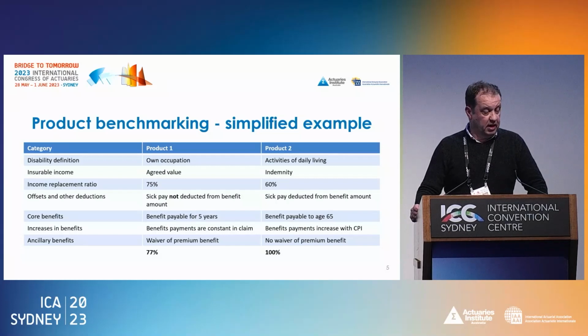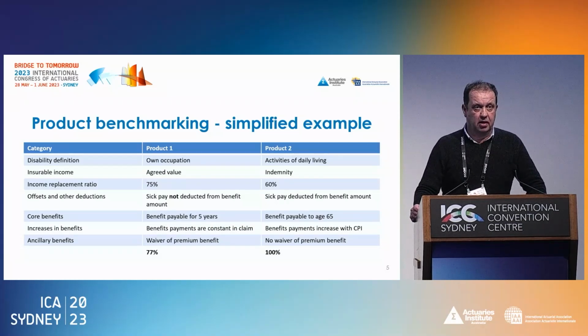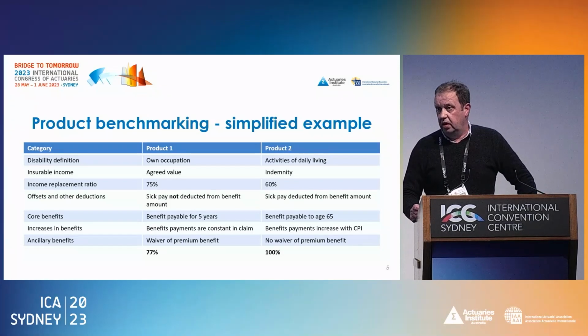For the insurable income category, product 1 might be agreed value, meaning that the benefit amount is set at the outset of the policy and doesn't change. Whereas product 2 in this case is indemnity, meaning that the ultimate benefit depends on the customer's immediately pre-disability income. Income replacement ratio is simply the benefit divided by the pre-disability income, so 75% for product 1, 60% for product 2. Offsets are an important one, so these are what other sources of income we deduct from the benefit before the benefit is paid.